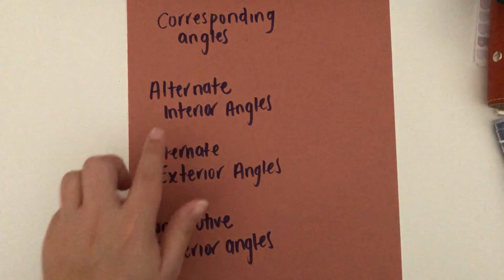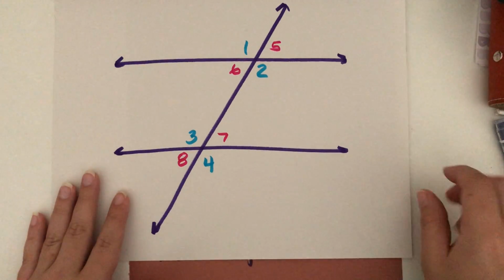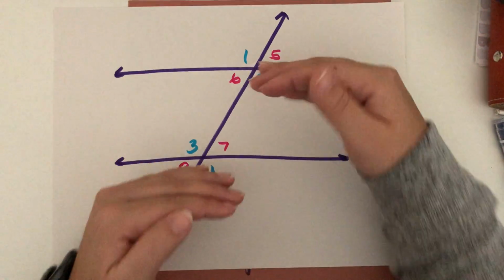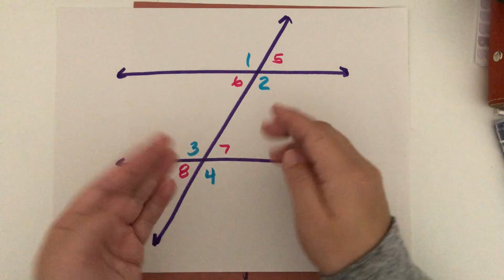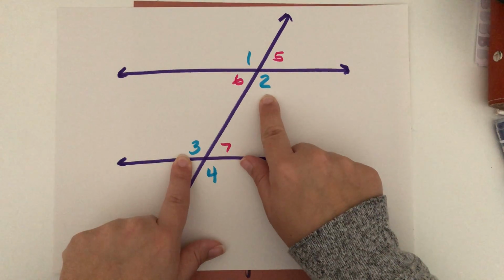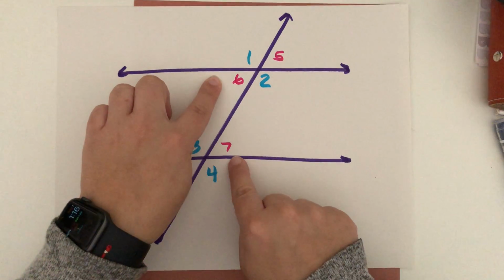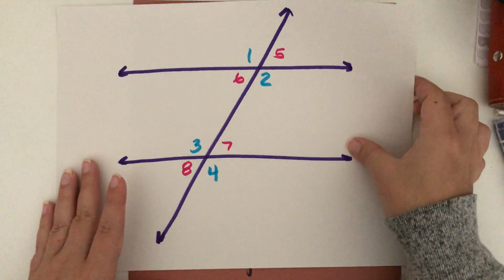Now you have your alternate interior angles. So that's exactly what it means. That means that they are on the inside, which means they're in between the two lines, and they're on opposite sides, they're alternate sides. So 2 and 3 are alternate interior angles. 6 and 7 are alternate interior angles, okay?